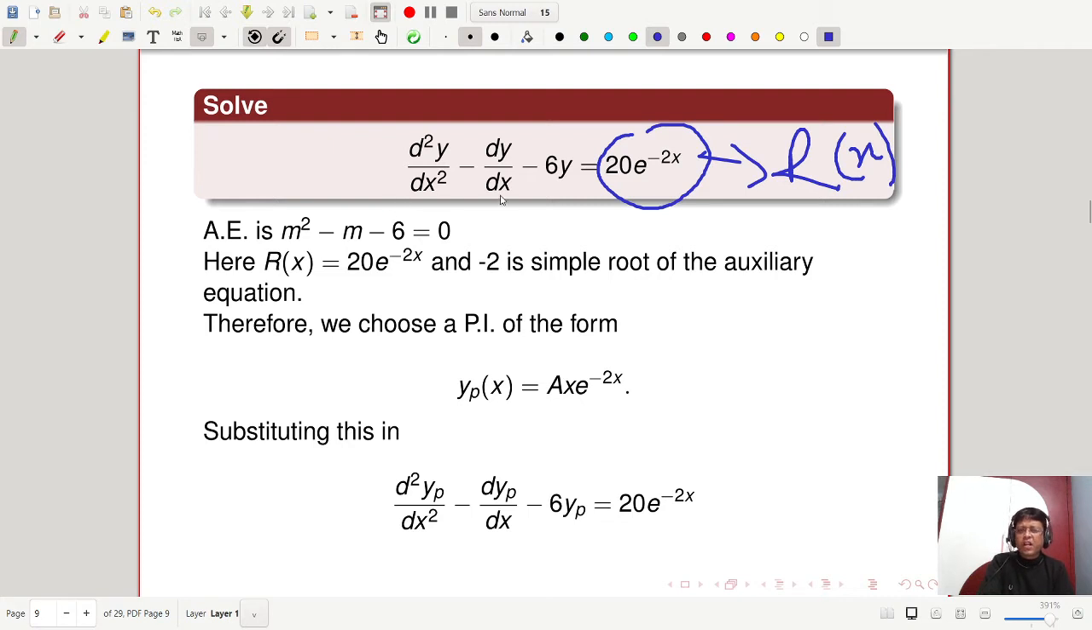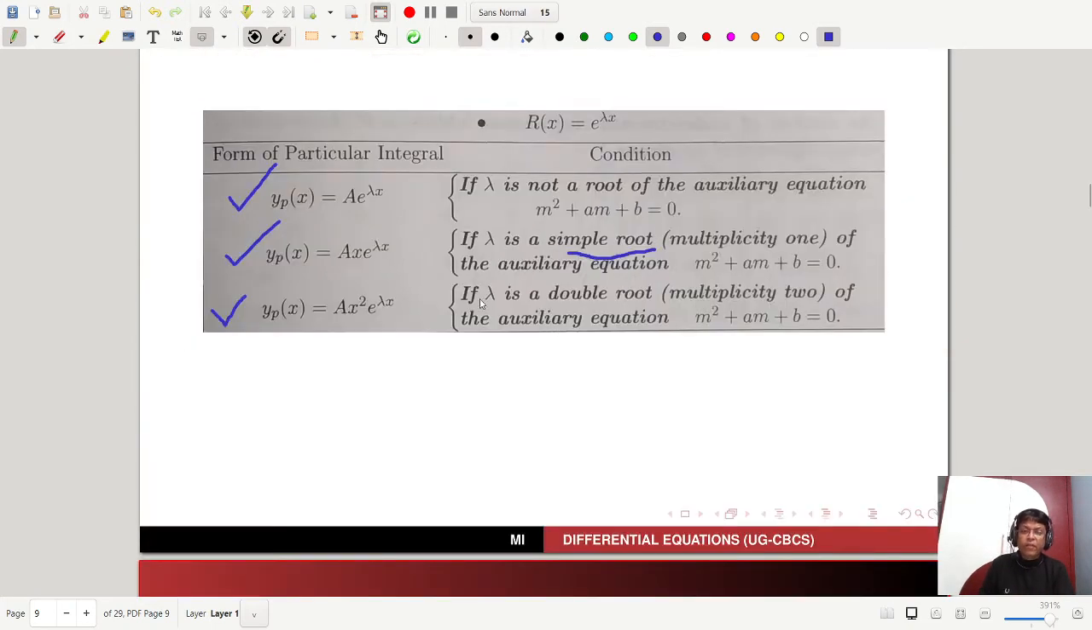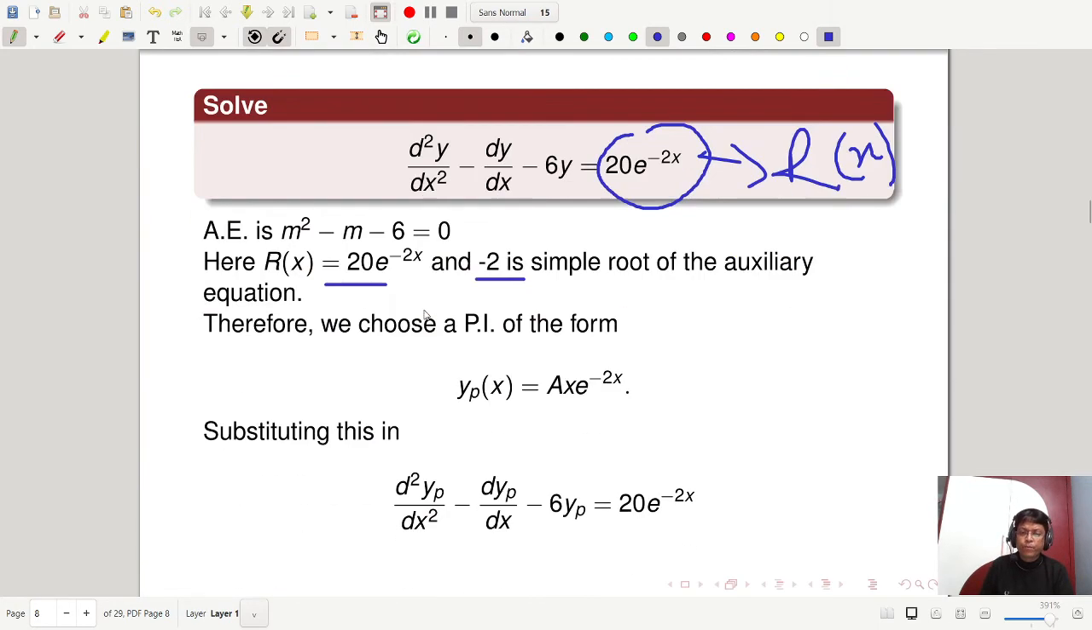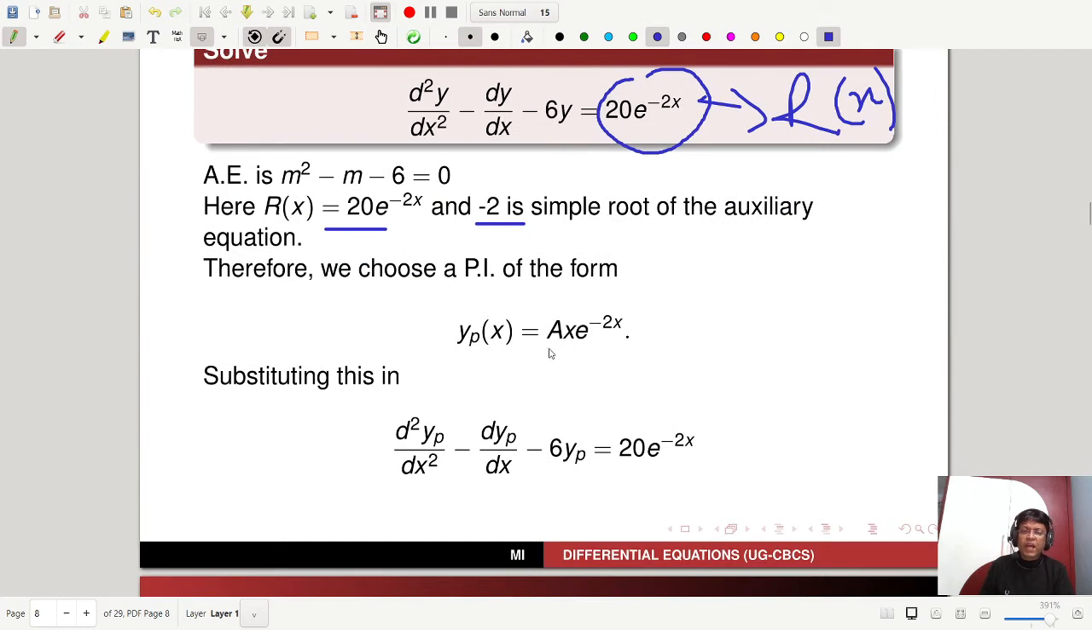Now your auxiliary equation is m squared minus m minus 6. You can easily verify that minus 2 is a simple root of the auxiliary equation, right? So your Rx has e to the power minus 2x. So lambda is a simple root of the auxiliary equation. So go to the chart. If lambda is a simple root of the auxiliary equation, then your yp will be of the form ax e to the power lambda x, right? So your yp will be ax e to the power minus 2x, right?